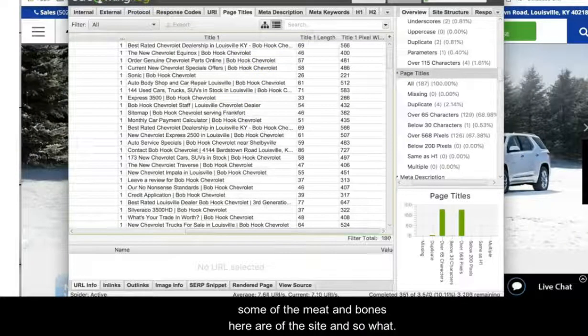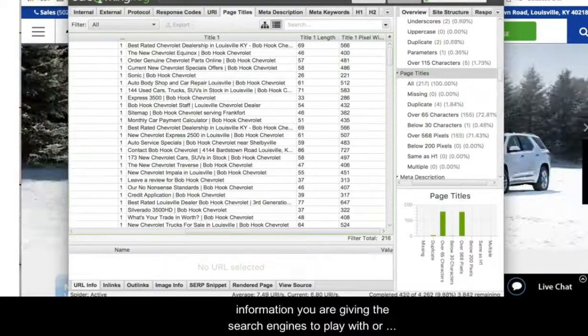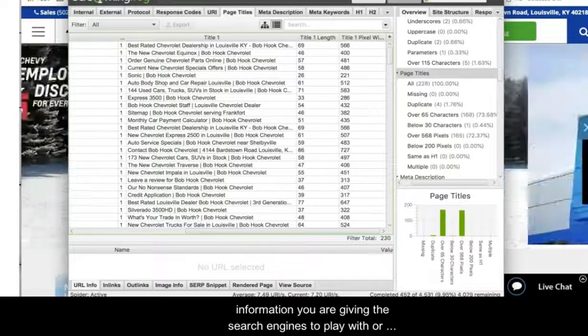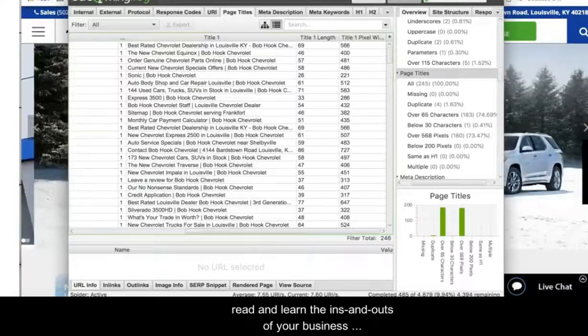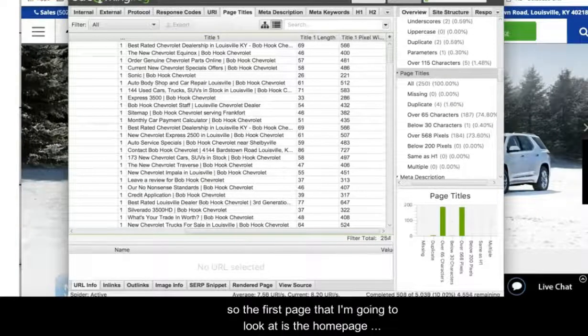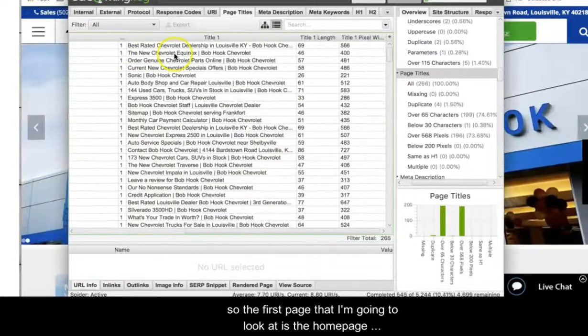And so what competitive intelligence is all about is understanding what information you are giving the search engines to play with or read and learn the ins and outs of your business. So the first page that I'm going to look at is the home page.